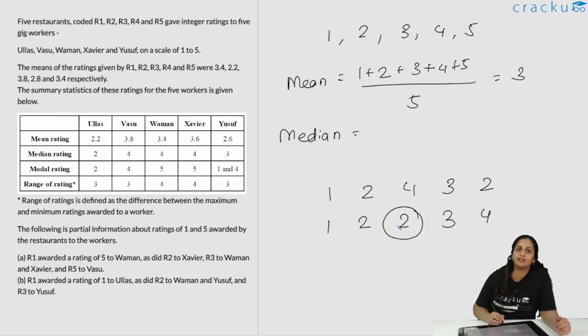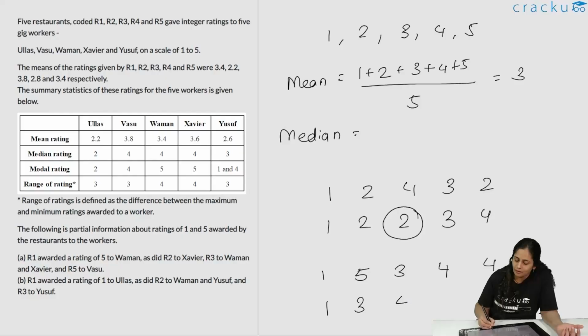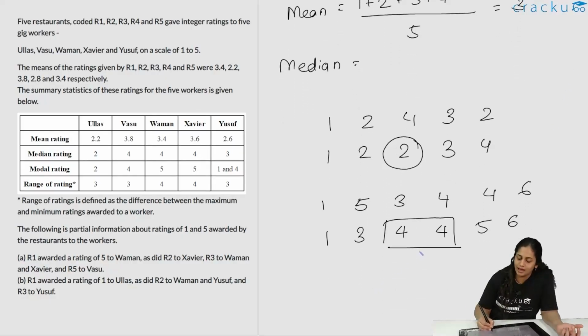If suppose I have an even number of terms, then there will be 2 middle terms. Then what do you do? So suppose I have the terms 1, 5, 3, 4, 6, 4. If I arrange this, there are 6 terms. So if I first arrange them in increasing order, this will be 1, 3, 4, 4, 5, 6. Now there are 2 middle terms. So what should be the median? The median in such cases, when you have an even number of terms, is the average or the mean of the middle two values. So in this case, it will be 4 plus 4 by 2. So that will be equal to 4.